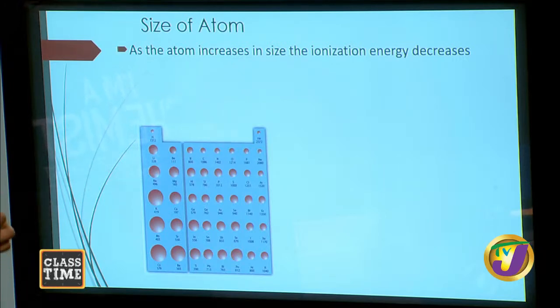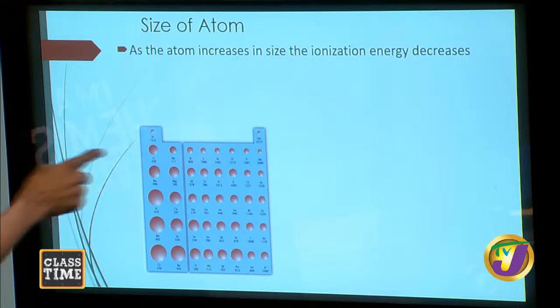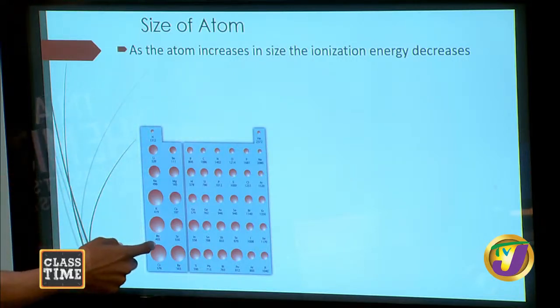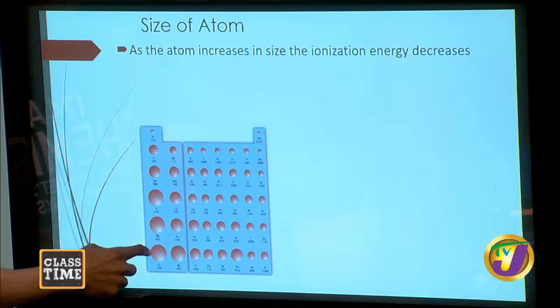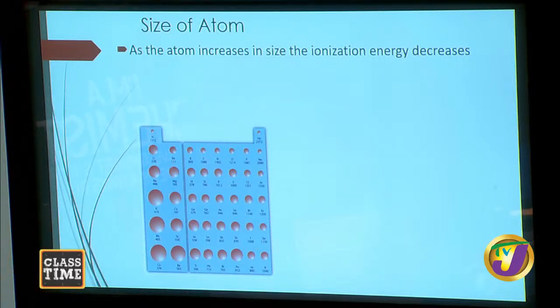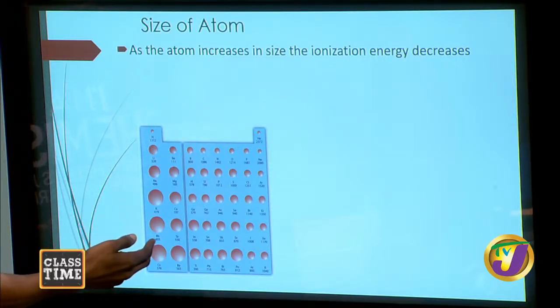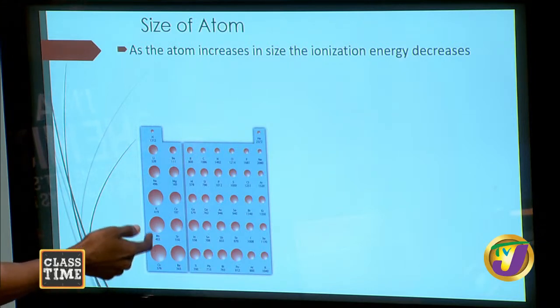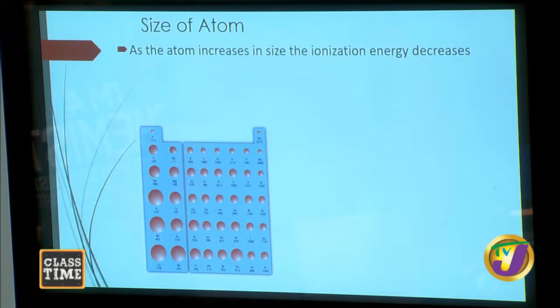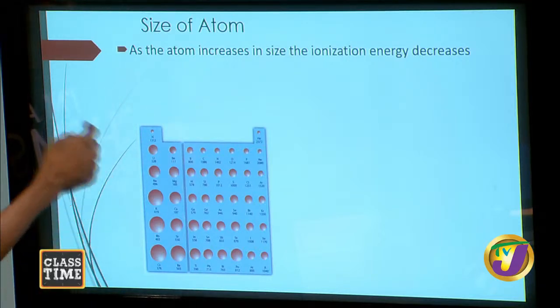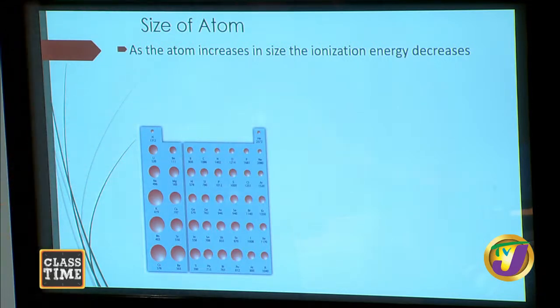Thus, the nucleus would have a very strong hold on that electron, and it would be very hard to lose that electron from lithium. Whereas in cesium, the valence electron is very far from the attractive forces of the nucleus. Therefore, it would be a lot easier to lose an electron from cesium than it would be to lose an electron from lithium. Therefore, as you go down the group, the ionization energy decreases. You require less energy to lose that electron. But when you go up the group, the ionization energy increases.